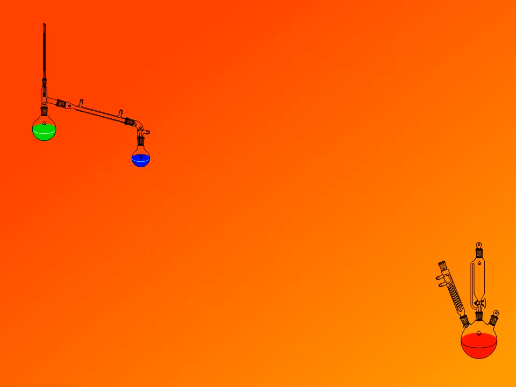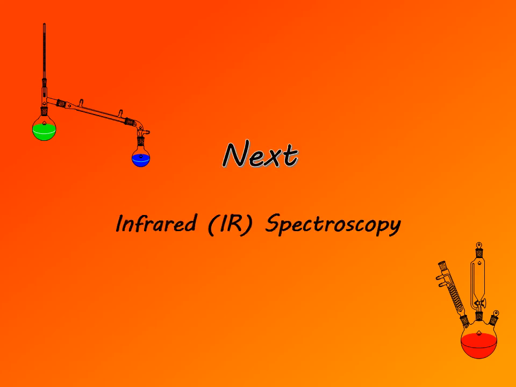This completes our study of ultraviolet spectroscopy, and next we are going to look at infrared or IR spectroscopy.